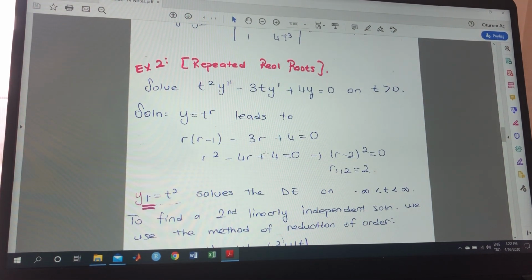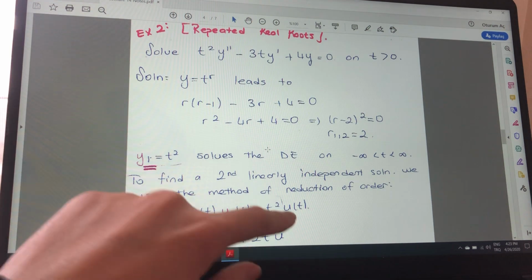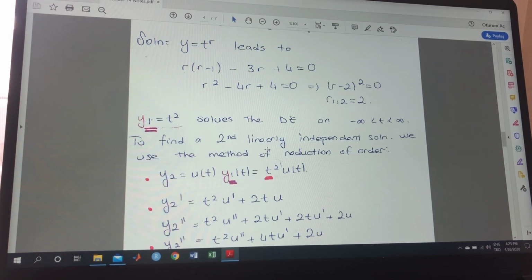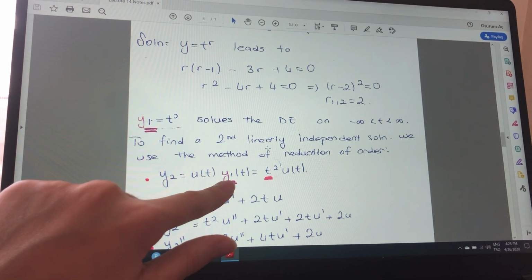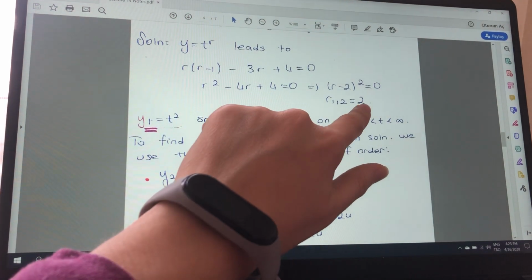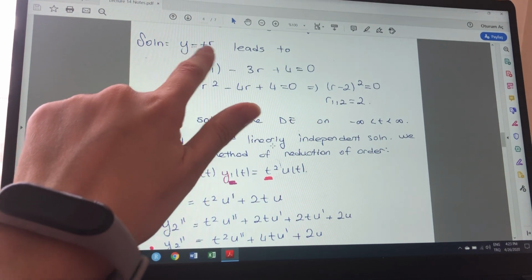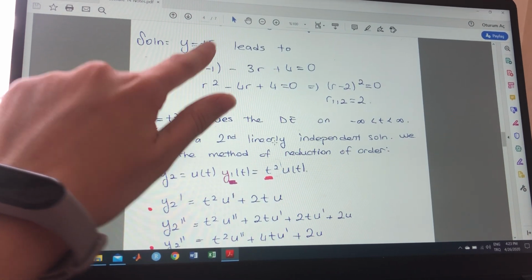So you remember this answer of this problem. If you know one solution, how can you find the second solution? You can apply reduction of order. So we are looking for y2 as u times y1. y1 is the t square because r is 2 and our solution is in the t to the r form.